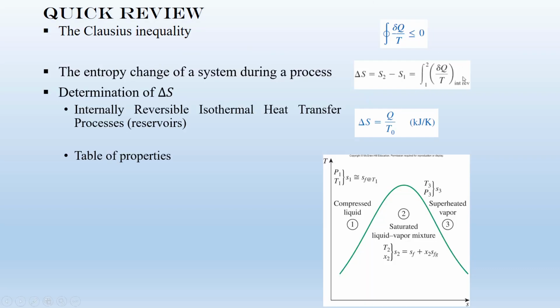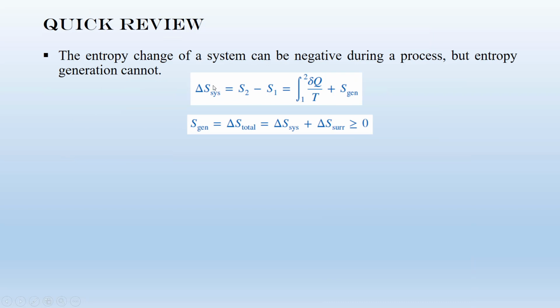Then we discussed the entropy change of a system. Again, this equation is valid for internally reversible processes. You can write this equation for irreversible processes, but you need to add S generation on the right side. Then the delta S of a system equals S2 minus S1, and equals this term. Keep in mind that the delta S for the system can be negative, positive, or 0. However, S generation, which is the combination of the delta S for the system and surroundings, must be positive, equal to 0 or more than 0. It's impossible to have a process with S generation less than 0.